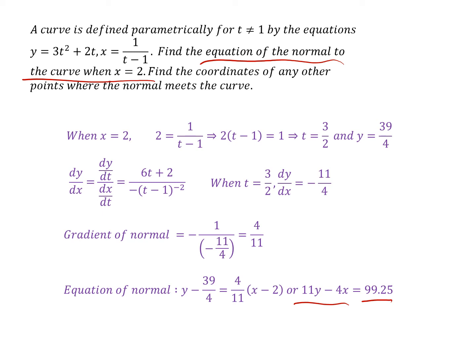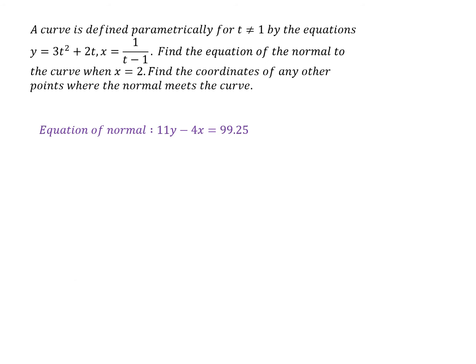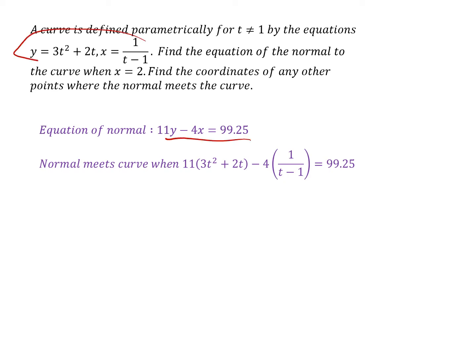Now we've got to try to find where the normal meets the curve. So there's the equation of the normal that we've just found, and we find where that meets the curve. Well, the curve is defined with these parametric equations here. So we can put this expression for y there, and this expression for x there. So that's what we get. This is the equation that arises from effectively solving the normal and the curve simultaneously.